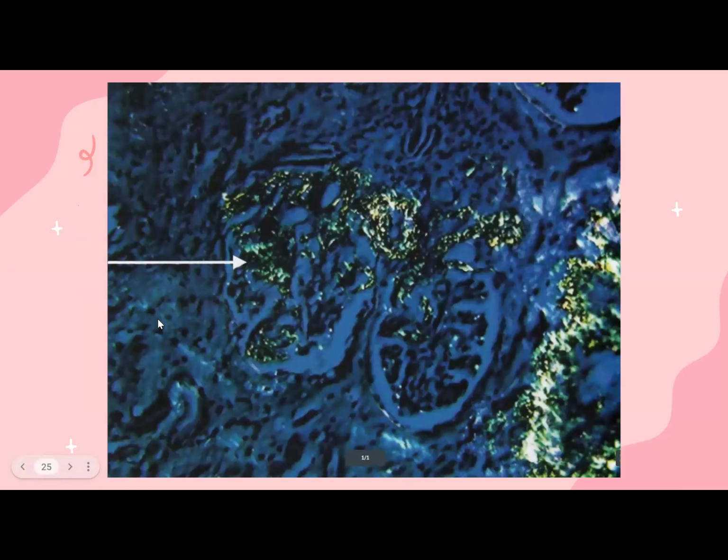And yeah, that's pretty much what it looks like. This is the apple green birefringence, which is so popularly known for amyloidosis.